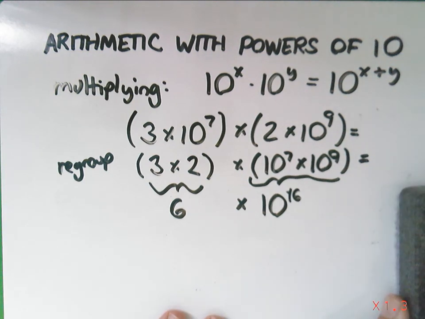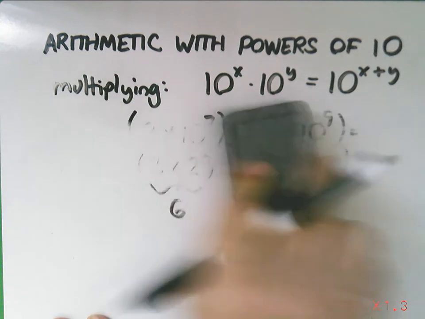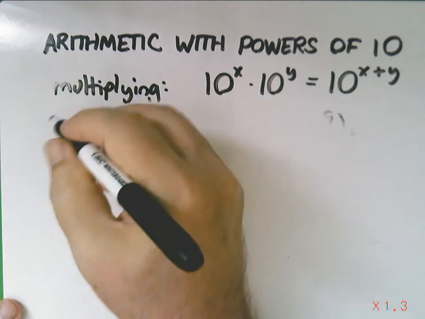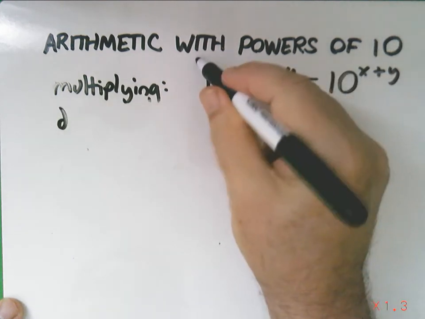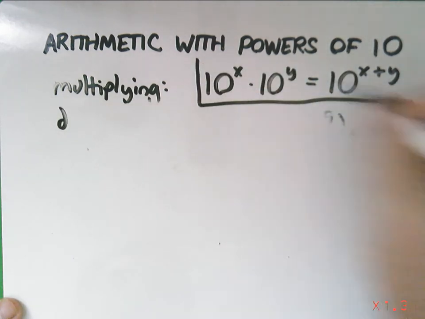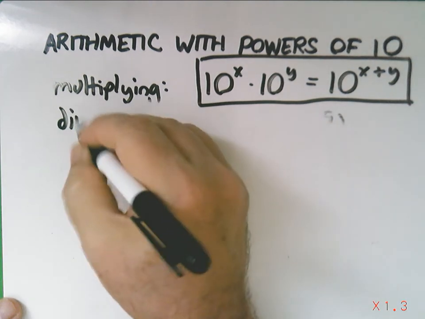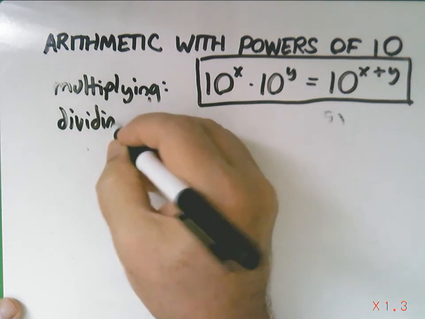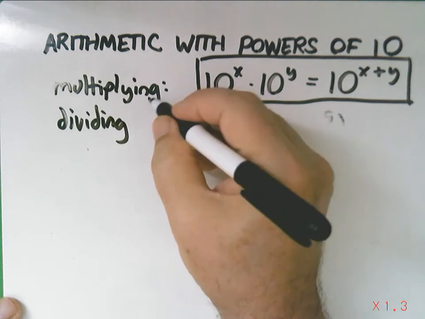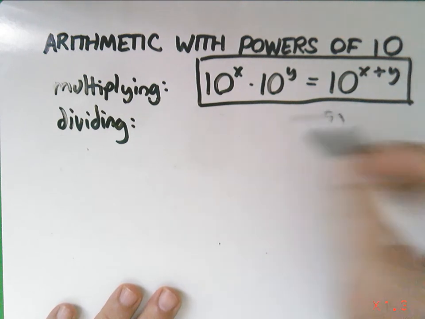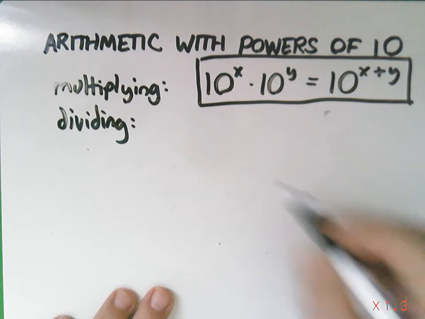Now, what if I've got dividing? Let's put a box around that since we're doing the box thing. By the box, then I mean that's my clue that that is something to know. That is something to memorize. That is one of the rules that you should know.